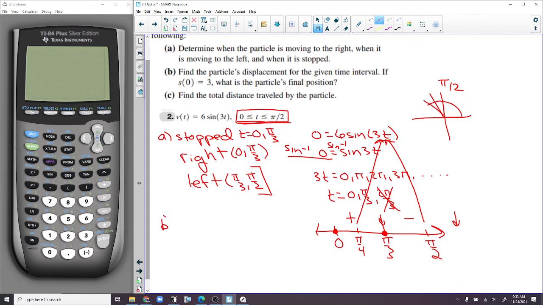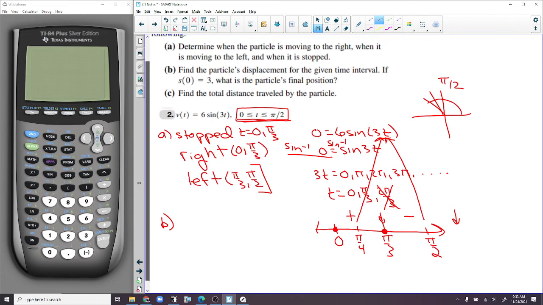B. Find the particle's displacement for the given time interval. If s of 0 is equal to 3, what is the particle's final position? All right, determine, so 0 to pi over 2, determine the displacement. So the displacement is equal to the integral from 0 to pi over 2 of 6 sine of 3t dt.